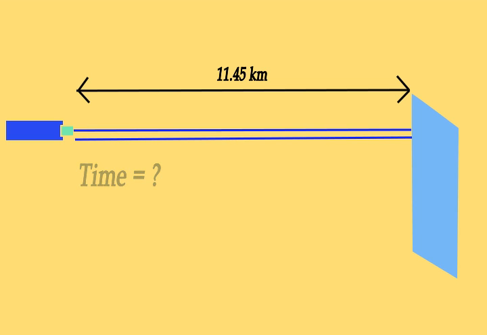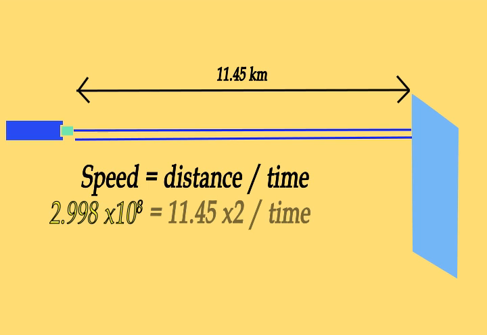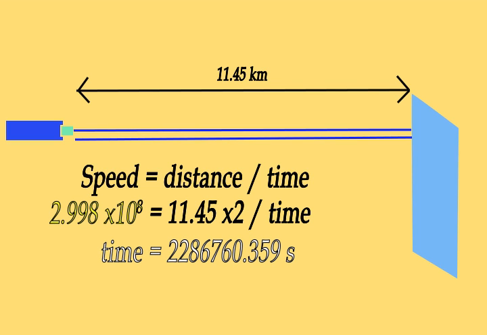We can use the equation, speed equals distance over time. Since we know the velocity is c, which is 2.998 times 10 to the power 8 meters per second, and the distance is 11.45 times 2, since the light will go back to the light source, we can find the time, and it is equal to this number.